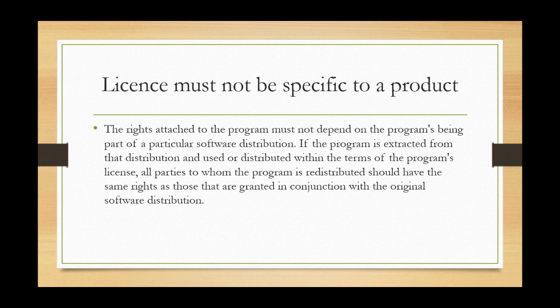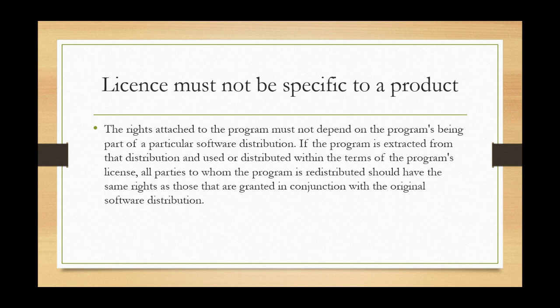That is another criteria. Another criteria is that the license must not be specific to a product. You cannot just say this license will be only for this software and not other software. The rights attached to the program must not depend on the program being part of that software distribution. For example, if the program is extracted from that distribution and is used and distributed within the terms of other programs or other licenses, then it should not be specific to only this kind of product.